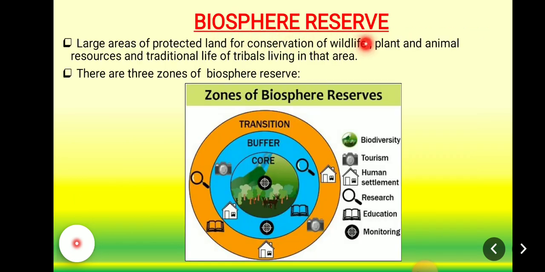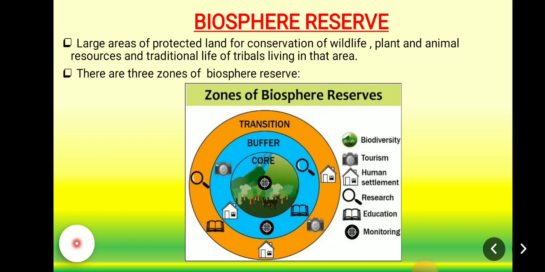Now, biosphere reserve, what is that? Let's see. Large areas of protected land for conservation of wildlife, plants, and animals, resources, and the traditional life of tribals living in that area. There are 3 zones of biosphere reserve. You can see in this picture transition zone, buffer zone, and the core zone.